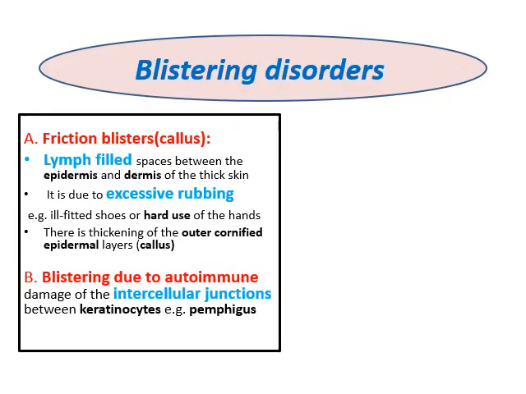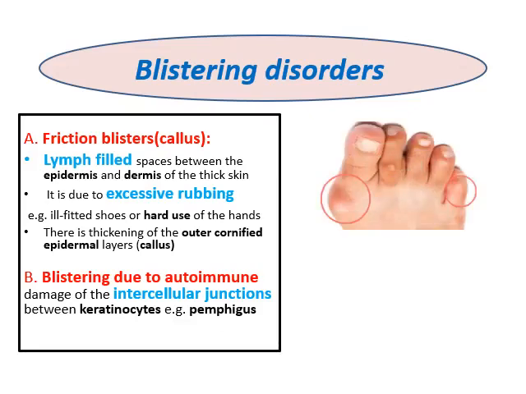We have also blistering disorders of the skin. We have friction blisters or callus. It is in the form of lymph-filled spaces between the epidermis and dermis of the thick skin. It occurs in the thick skin due to excessive rubbing or friction. It occurs to all of us when we wear new shoes. The second type is blistering due to autoimmune damage to the intercellular junctions between the keratinocytes. It leads to a disease called pemphigus.